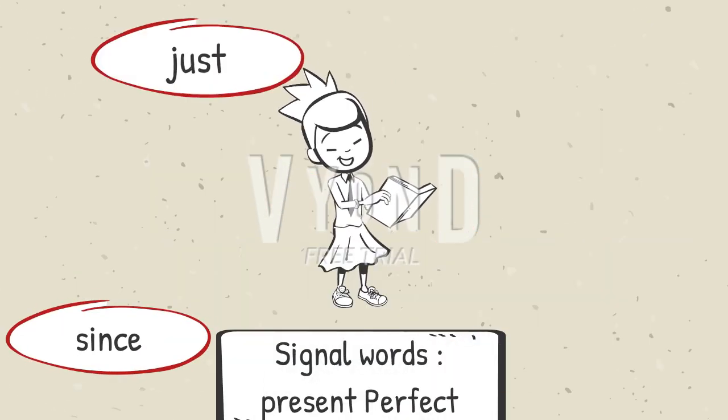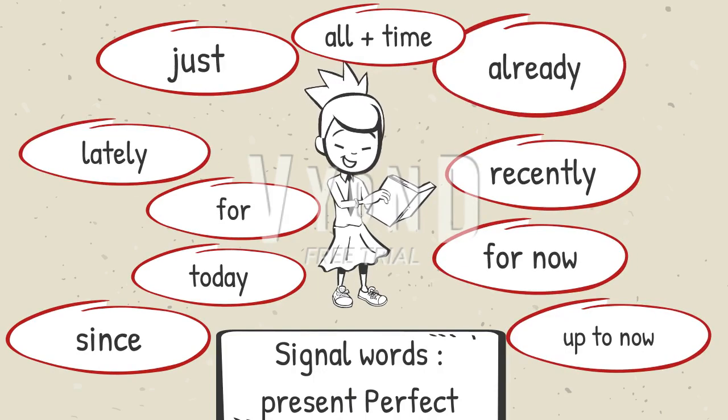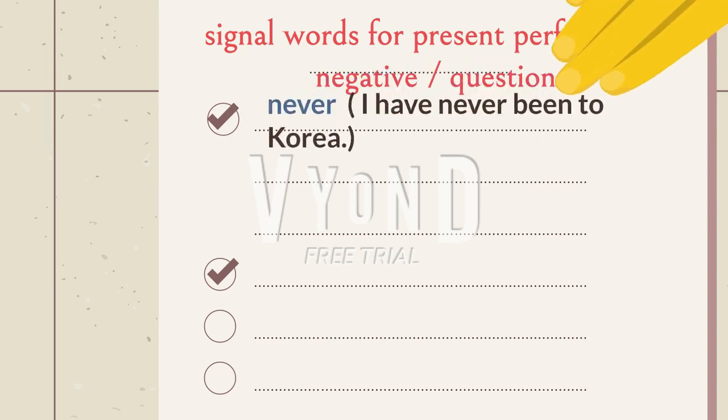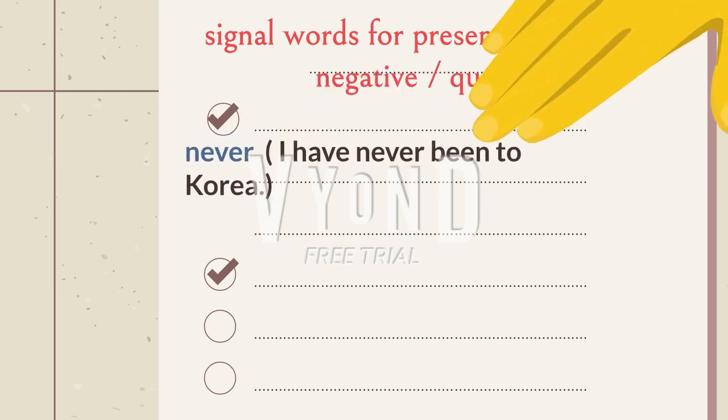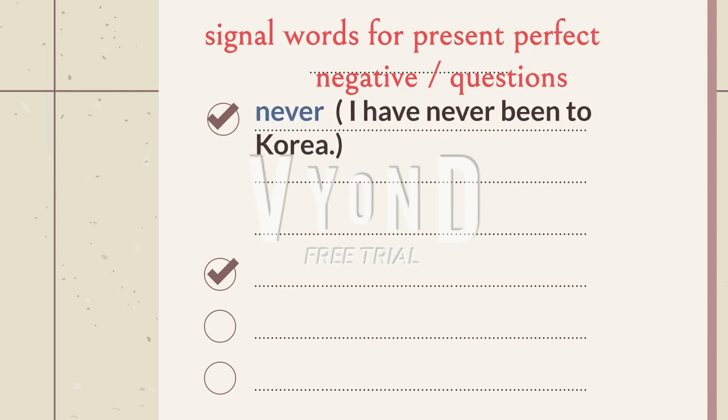My students, you have to know that there are some words that are used with present perfect. As you can see here, we have signal words for present perfect negative and questions. For example, we use never to refer to a present perfect negative. I have never been to Korea. And we use yet with negative and question.